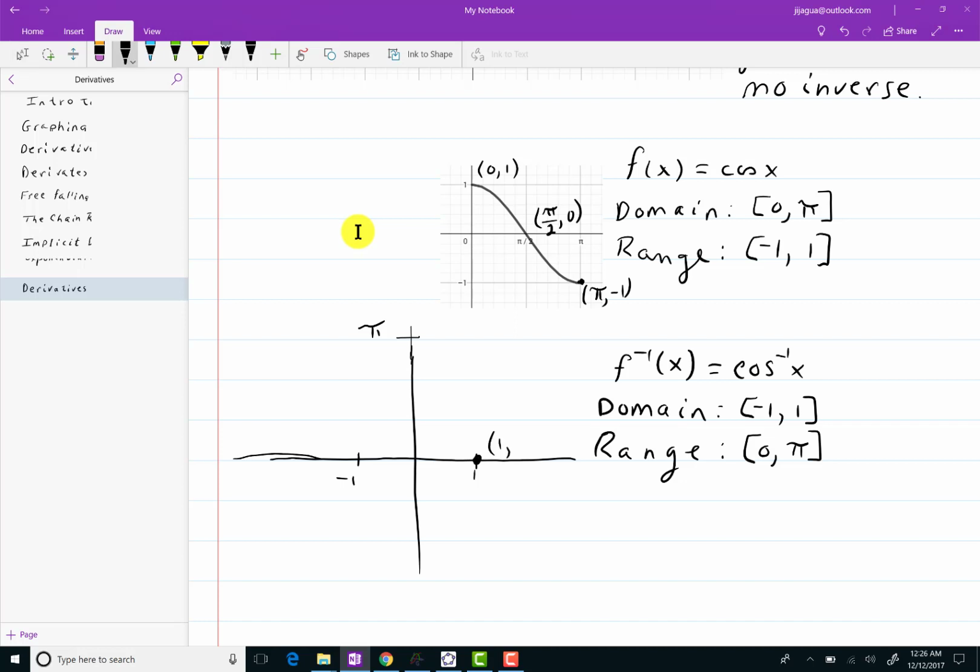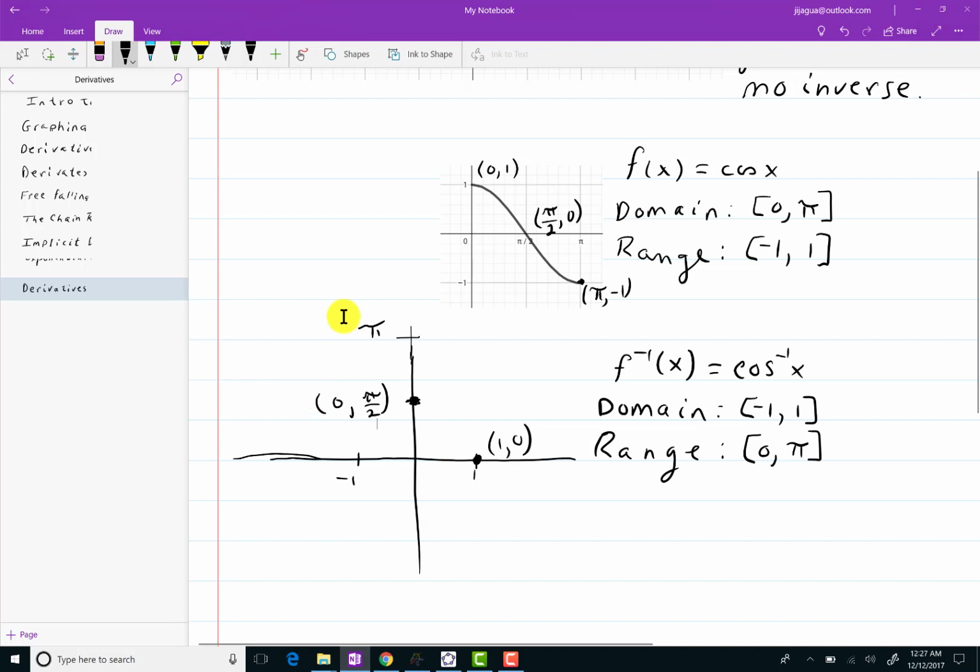1, 0. On the original function we have pi over 2, 0. So on this function down here, I will have 0, pi over 2. So let me put a pi over 2 in here. We'll have a point here at 0, pi over 2.